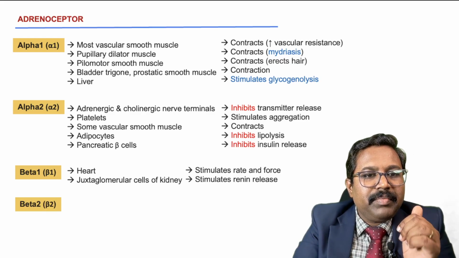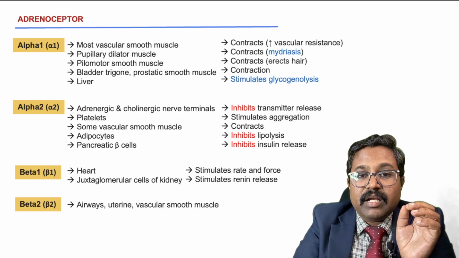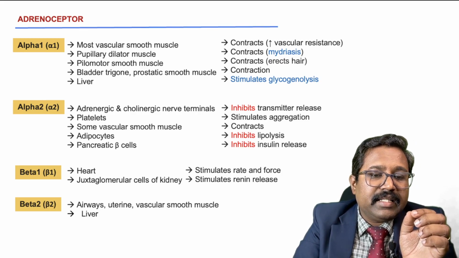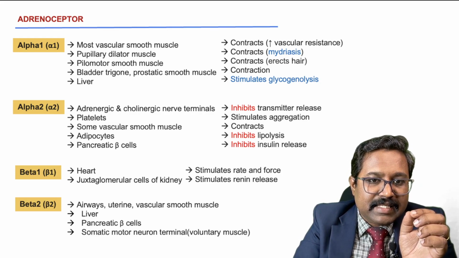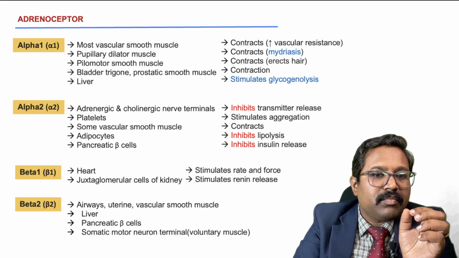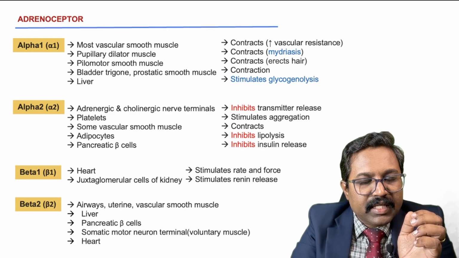Next, coming to the beta 2. Beta 2 is located in the airways. They are located in the uterine smooth muscles and vascular smooth muscles, and they are present in the liver as well as in the pancreatic beta cells. They are also present in the voluntary muscles, that is, in the somatic motor neuron terminals. And also they are present in the heart.